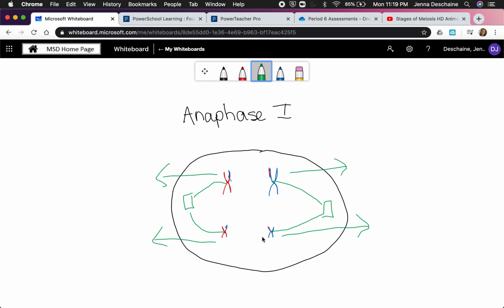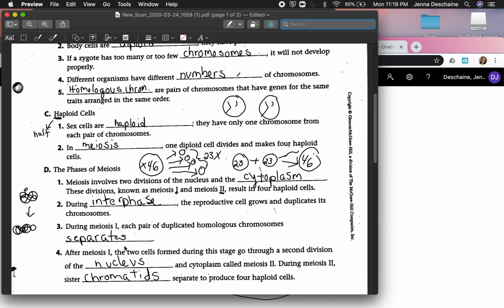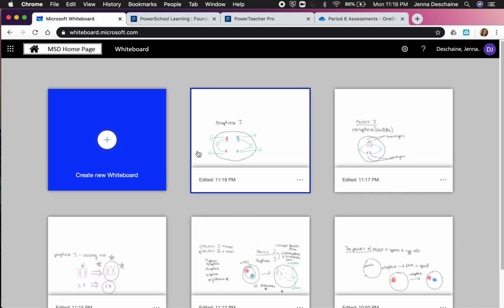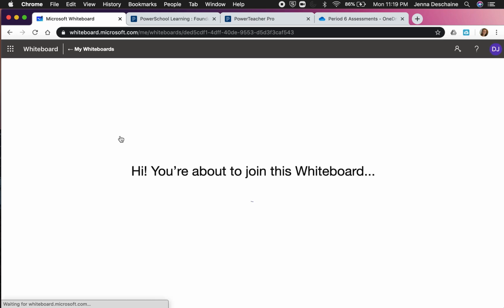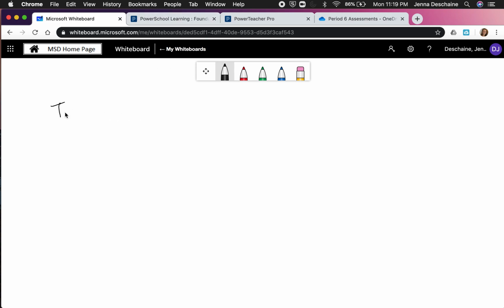So that's pretty much what happens during anaphase 1, is that the homologous chromosomes separate, kind of like what we said in the worksheet that we just did. Right here. Homologous chromosomes separate. All right? So now the last two parts of meiosis 1 are telophase 1 and then cytokinesis.